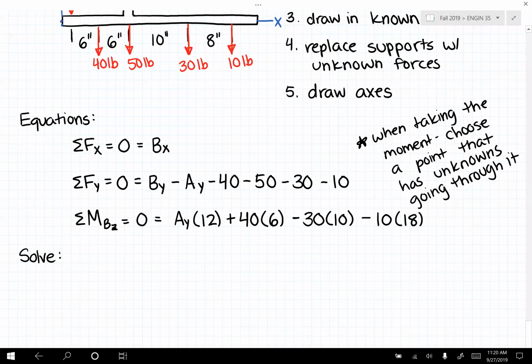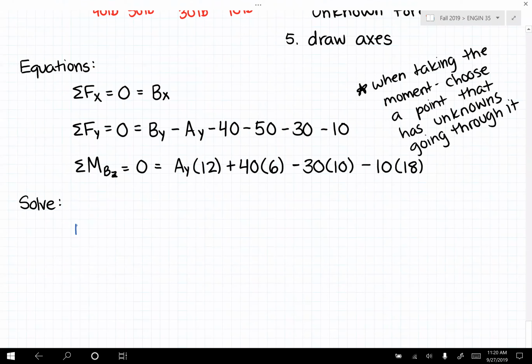So I'm going to start with my sum of the forces in the x direction, and that gives me Bx is 0. So this is my sum of the forces in the x. If I use my sum of the moments about B, I can solve and get Ay. I have 30 times 10 plus 10 times 18 minus 40 times 6. That's all divided by 12. And I get Ay is positive 20 pounds.